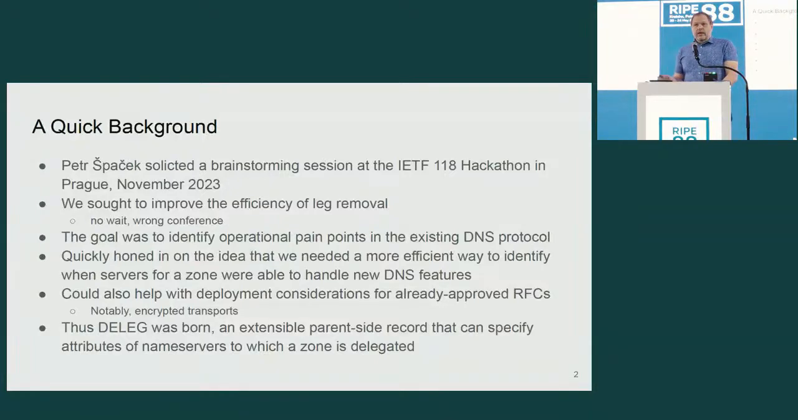One of the other things we realized, besides enabling new features, is that this would help with some of the features that we've already approved. Notably, we have several different forms of encrypted DNS protocol that right now, in order to get to them, you have to have some kind of precompiled list or other discovery process that falls outside the normal DNS protocol. And so we thought that this could help with being able to use that more seamlessly.